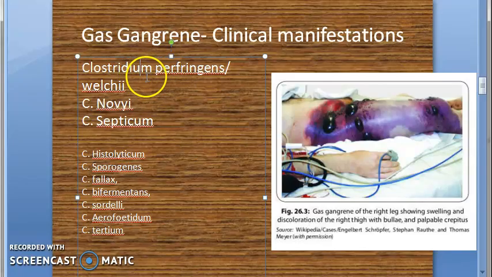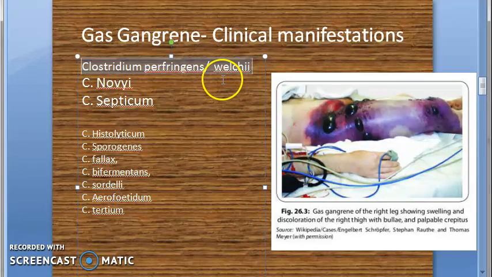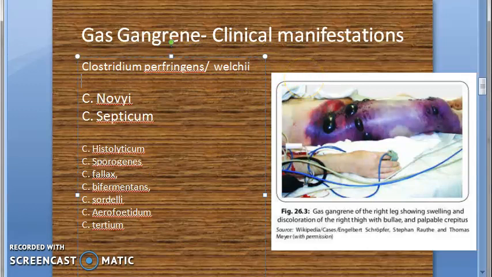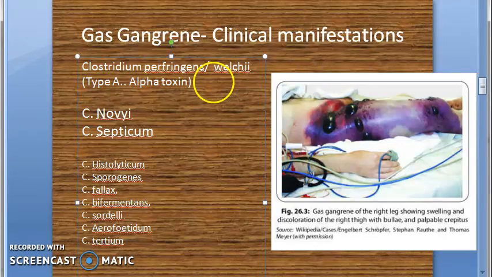We are looking at the lab diagnosis of gas gangrene. Gas gangrene is mainly caused by Clostridium perfringens. It's also called Clostridium welchii. This is the most important one. There are a lot of types. Type A, which produces alpha toxin, is the one that causes the gangrene. So I just want you to focus on this one.